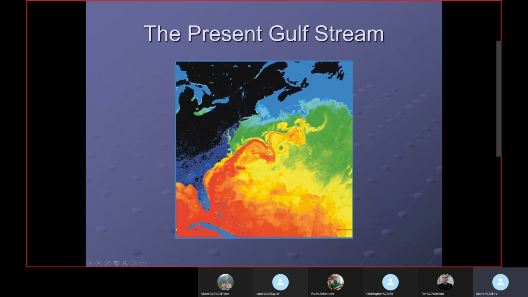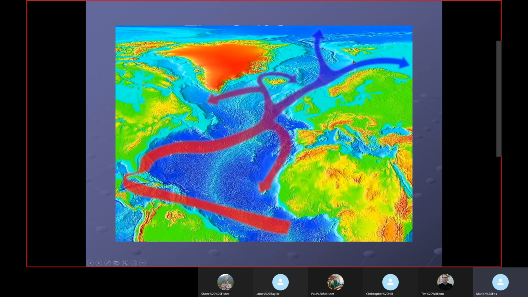Here's the state of Florida down here. Here's the Gulf Stream. That's the temperature of the water in the present Gulf Stream. And of course, this is warmer water, and this is cooler water up here. This warmer water flows up and goes across, and then it will go into the North Atlantic and then come south. So the Gulf Stream moves up and goes out here, and it comes down here.